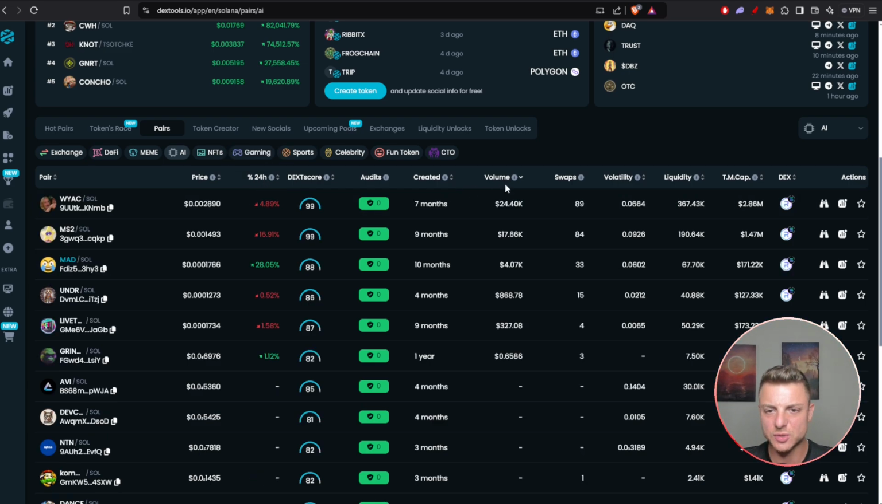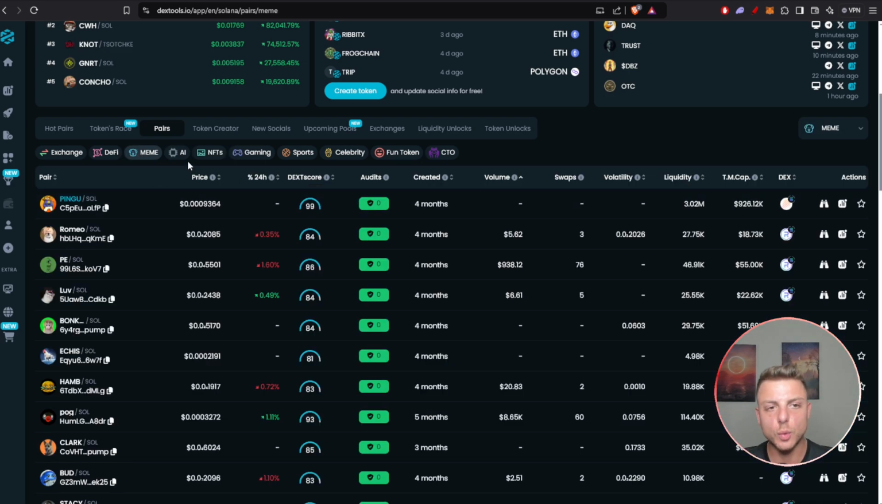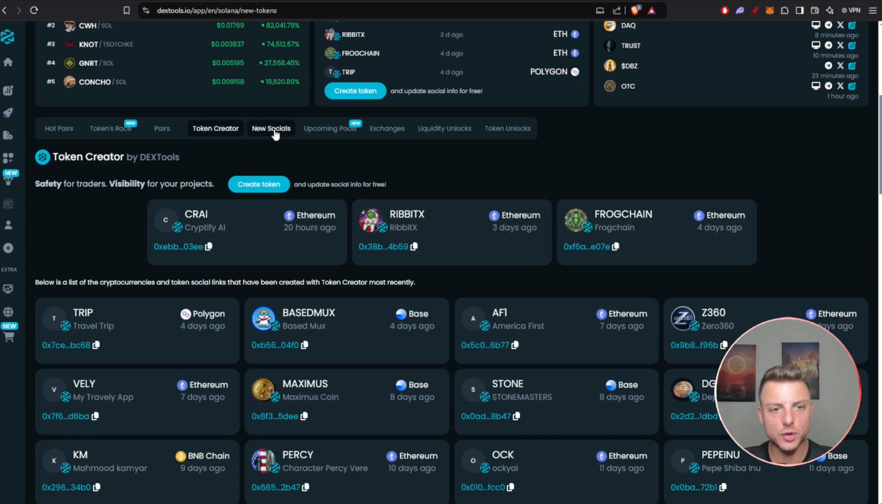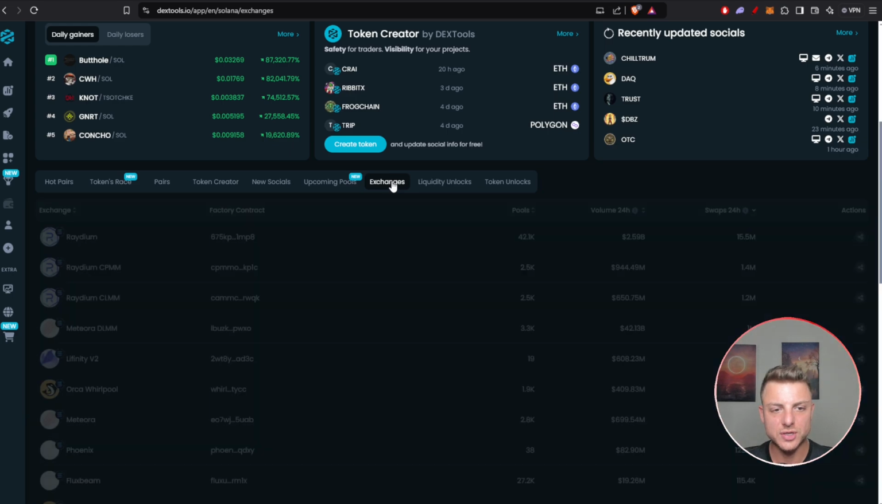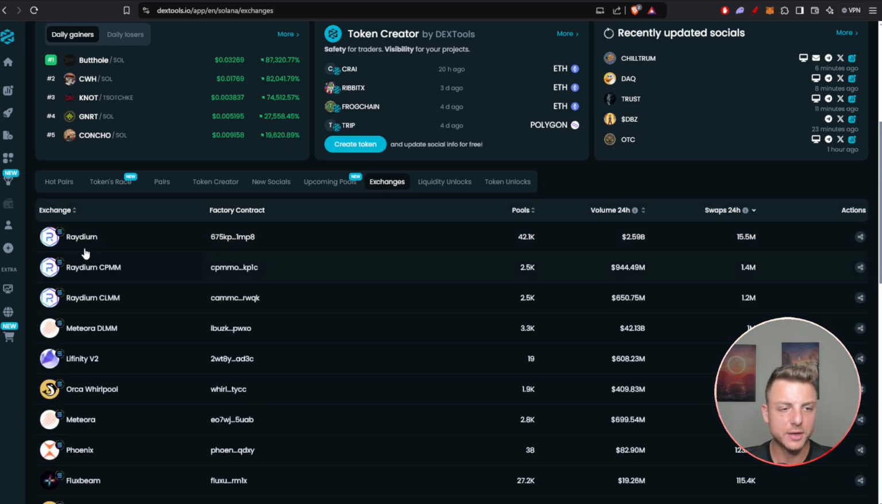Even in the volume section, so we could come over to volume. See, actually, a lot of these coins only have $24,000 in volume. Probably not one I want to look at. So quite useful. Token creator, I'm not really going to use this. New socials, we're not going to use that. Upcoming pools, won't use that either. Exchange, we already know that Raydium is the biggest exchange for Solana.